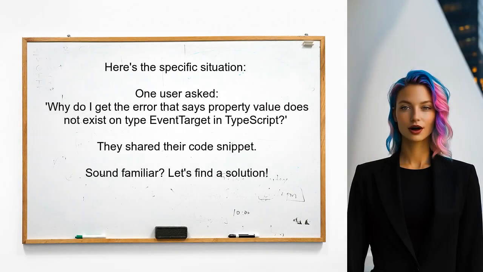Here's the specific situation we're looking at. One user recently asked, "Why do I get the error that says property value does not exist on type EventTarget in TypeScript?" They shared a snippet of their code, and it seems like a straightforward issue. Sound familiar? Let's dive in and find a solution together.